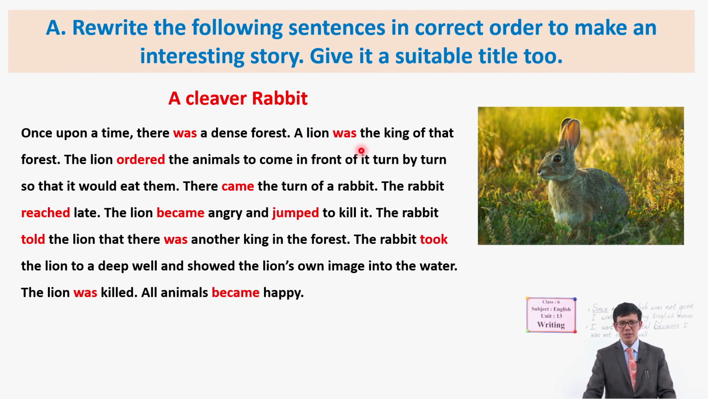A lion was the king of that forest. Look at there, here there is also use of "was." A lion was the king of that forest. This is the second sentence. Okay, how is it connected to one another?